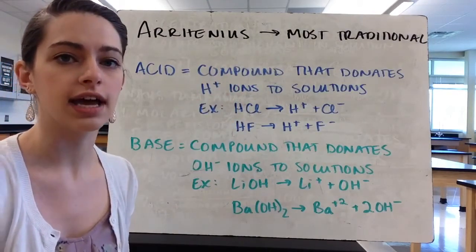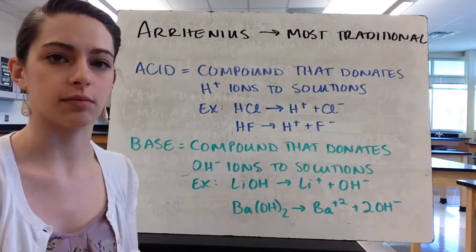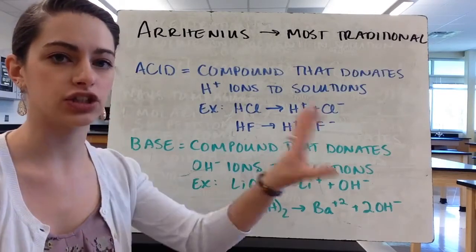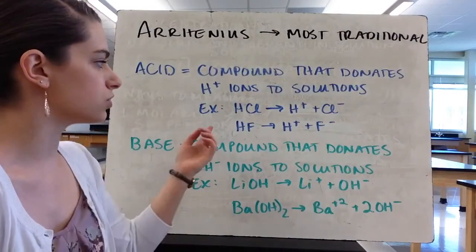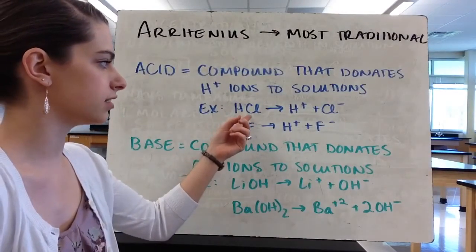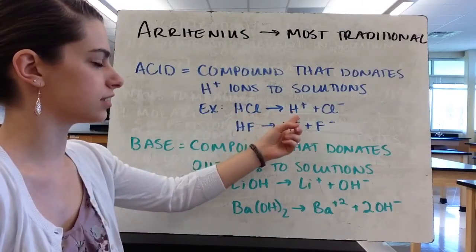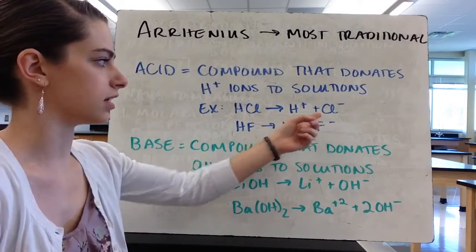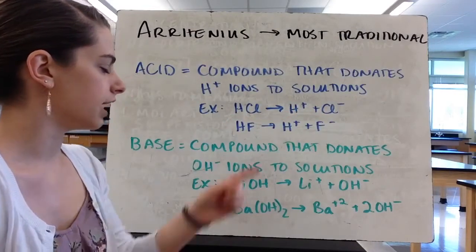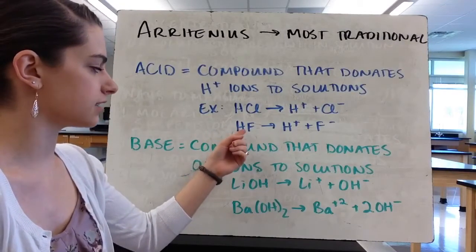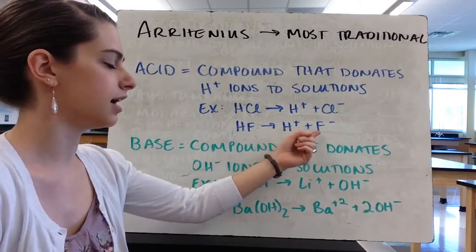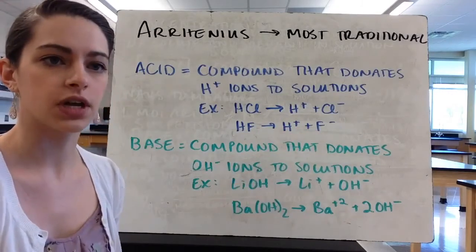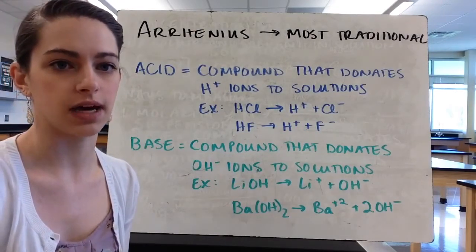So when you have an acid in solution, it's going to break apart and donate H+ ions, or hydrogen ions, into the solution. Two examples would be hydrochloric acid. When that dissociates, it donates an H+ and a chlorine ion. The other one would be hydrofluoric acid, which is HF, and when that dissociates, it donates its hydrogen ion, and then it also has the fluorine ion. So that's an acid according to the Arrhenius model.